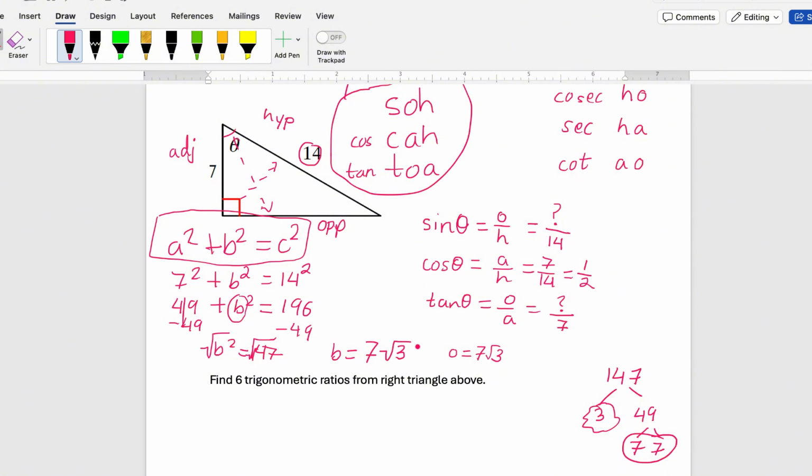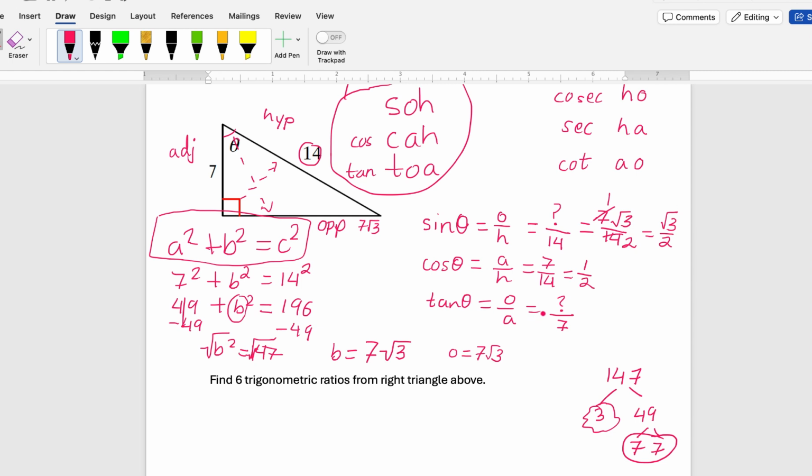Okay, so let's go back. Now we found that this opposite was 7 root 3. I'm going to plug it into SOHCAHTOA. Instead of the unknown, I'm going to put 7 root 3, since I found the missing side, divided by 14. 7 times 1 is 7, 7 times 2 is 14, so this is equal to root 3 over 2.